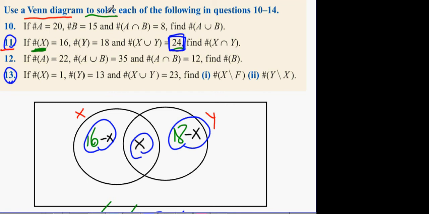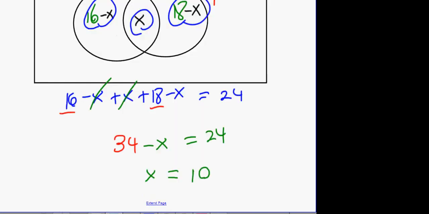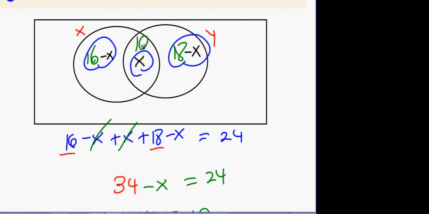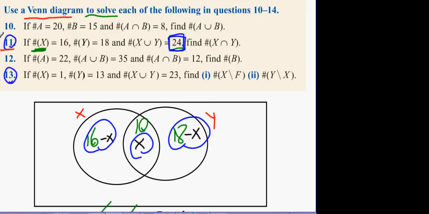Use the Venn diagram to solve. So, find what's in between X and Y. Find out what they have in common. What do we say is X's? So the answer is 10. Okay, let's move on to another one.